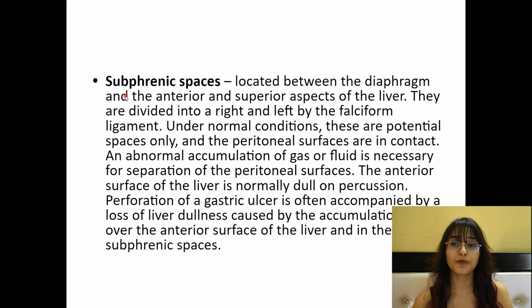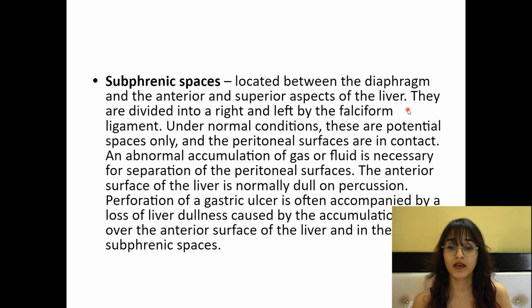Next, there are some recesses formed around the liver. First of all, let's talk about the subphrenic recess. Sub means below, phrenic means diaphragm. So below the diaphragm. It is between the diaphragm and the anterior superior aspect of the liver. Now it is divided into right and left by the falciform ligament.